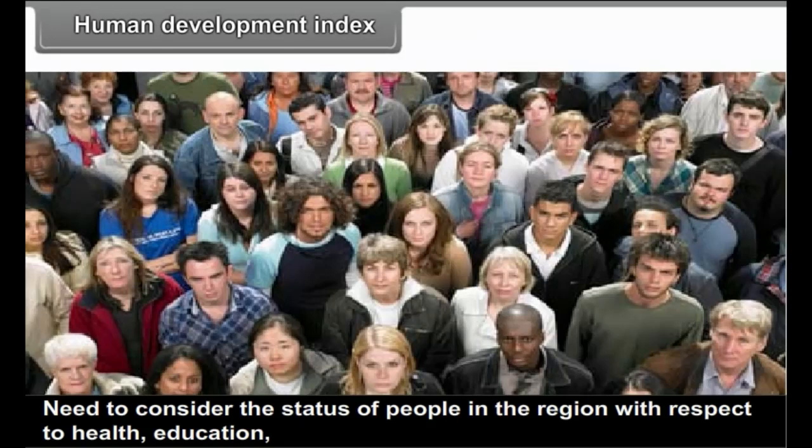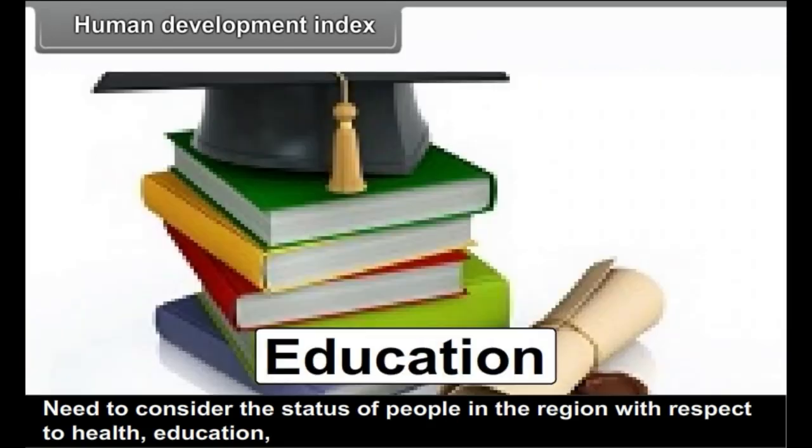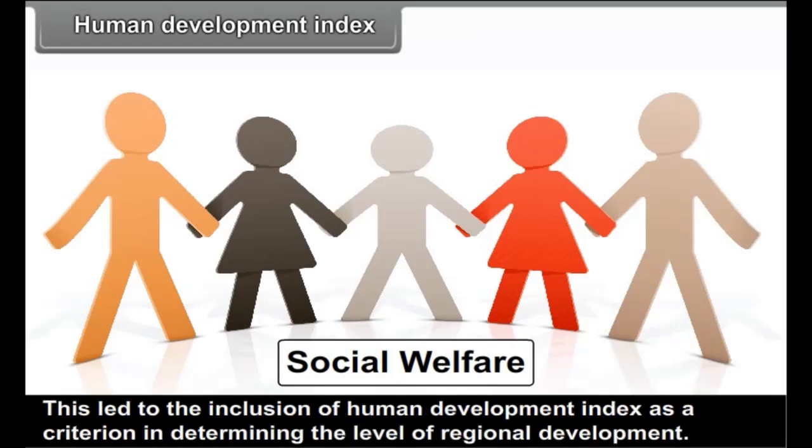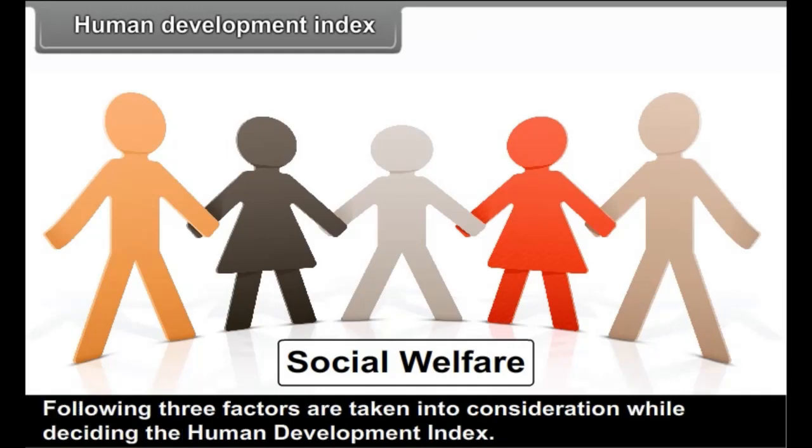The need to consider the status of people in the region with respect to health, education, social welfare, along with their standard of living became stronger over a period of time. This led to the inclusion of Human Development Index as a criterion in determining the level of regional development. Following three factors are taken into consideration while deciding the Human Development Index.